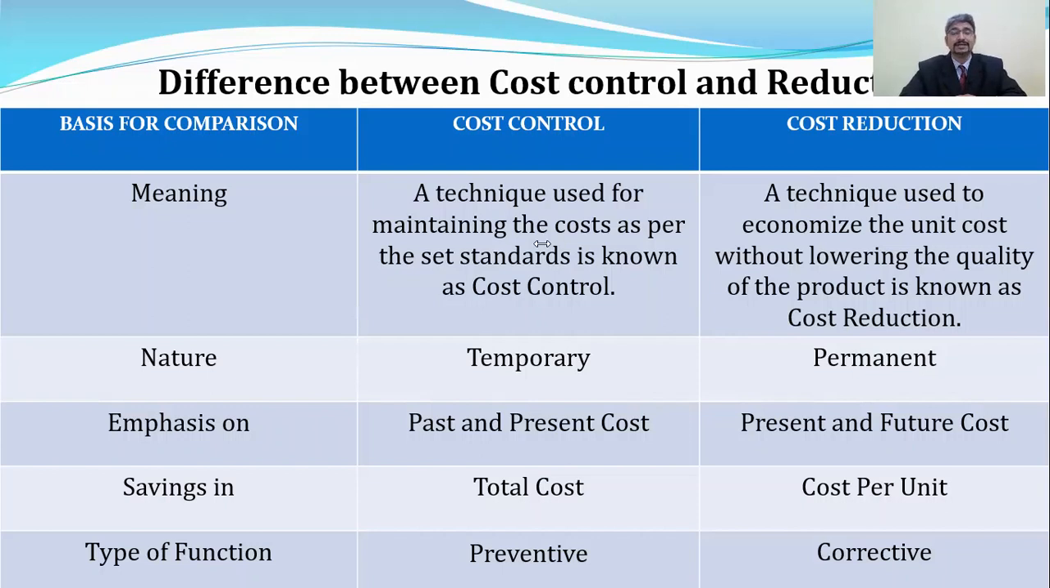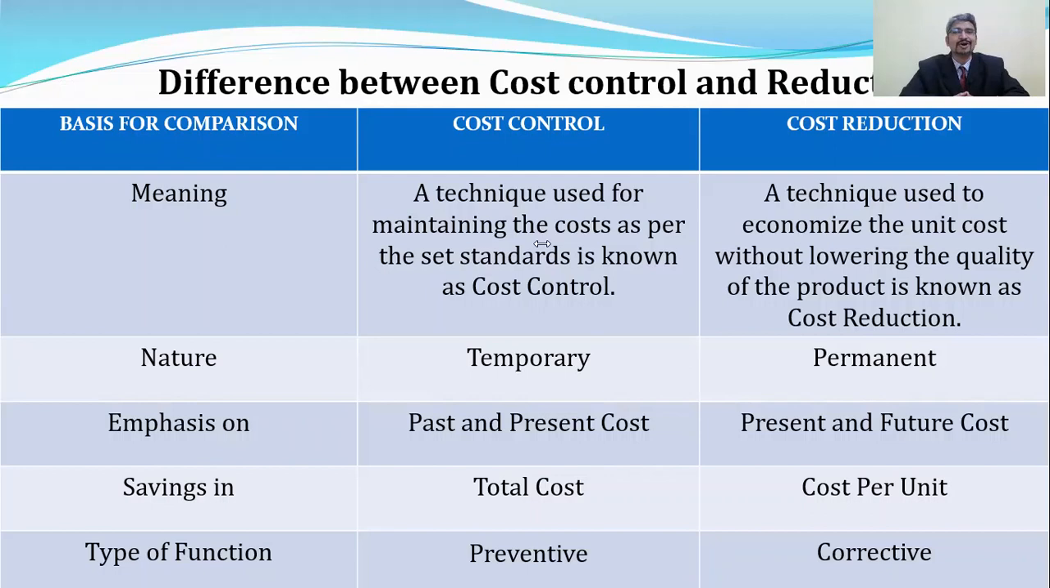The nature: cost control is a temporary activity, because we are always following new plans and new actions, so every time we need to do it again. Whereas cost reduction is a permanent activity. Whenever we find suitable things to do in a better manner while reducing the cost, we will follow that manner always. So that will be permanent in nature.